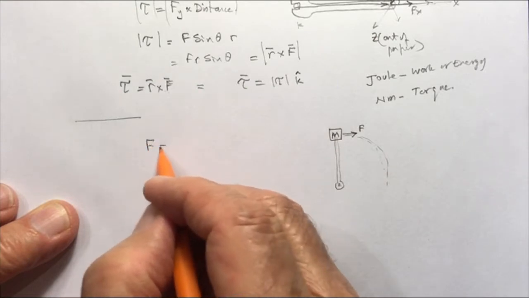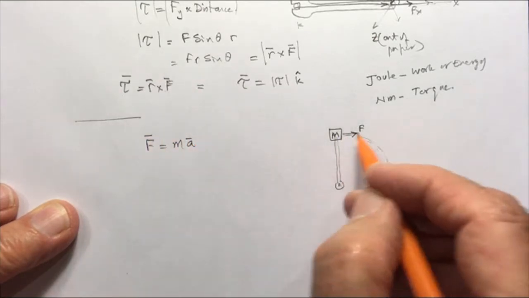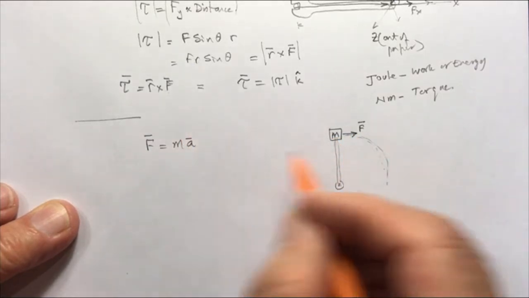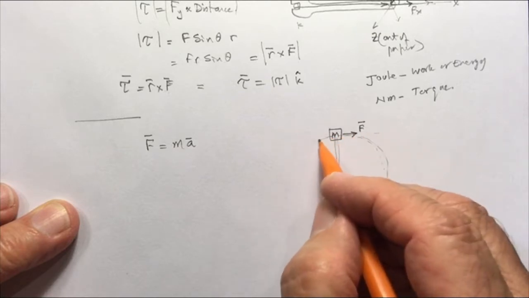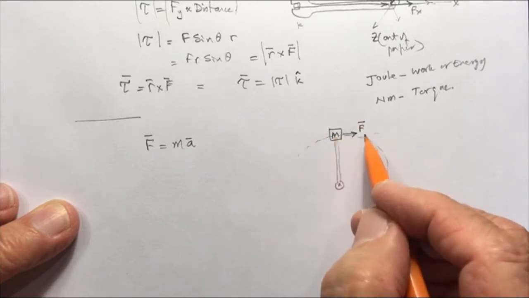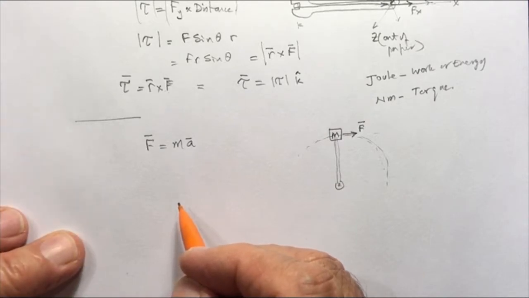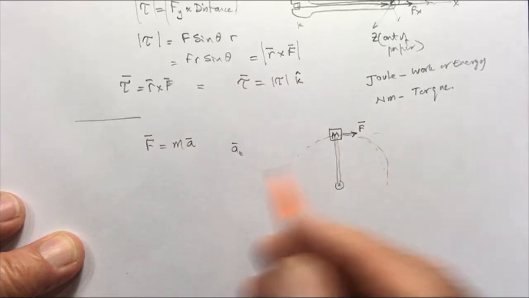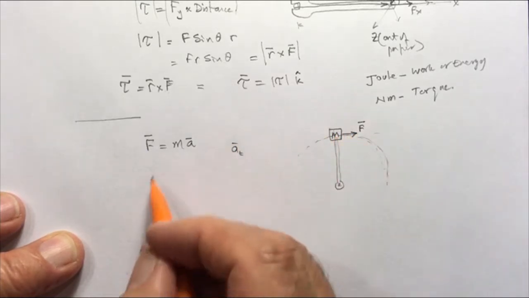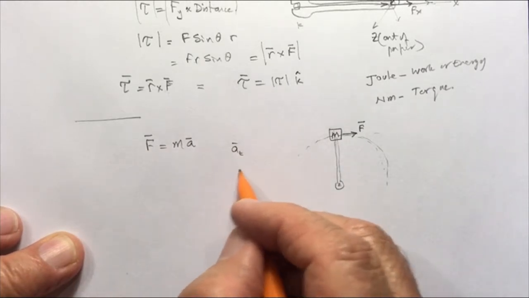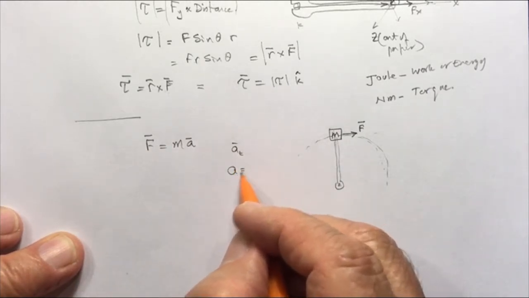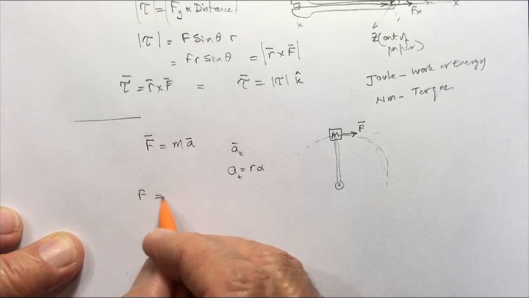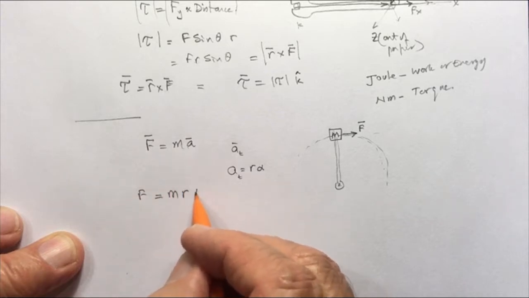Now we know that F equals ma. So this force is going to create an acceleration in the mass in the direction perpendicular to the rod. It's just going to move this way. Now a would be the tangential acceleration. There would also be a centripetal, but this force is going to create a tangential acceleration. Now we know that a_t is R alpha. So we substitute that here and we say F equals m R alpha.